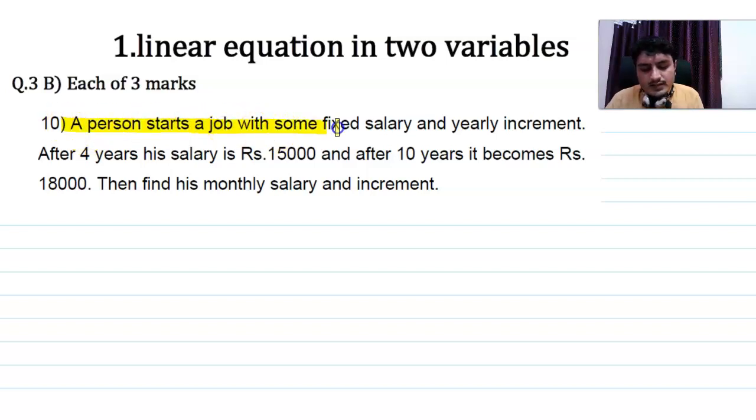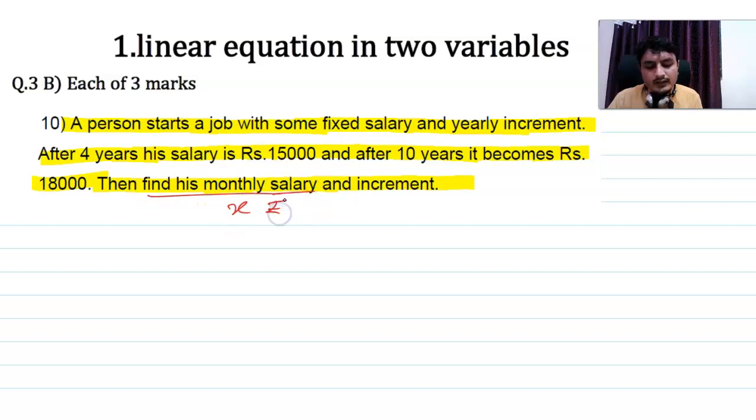A person starts a job with some fixed salary and yearly increment. After 4 years his salary is rupees 15,000 and after 10 years it becomes rupees 18,000. Then find his monthly salary and the increment. Now keep in mind, in case of a word problem, whatever data we have to evaluate, let us assume that as a variable. So his monthly salary we have to evaluate.